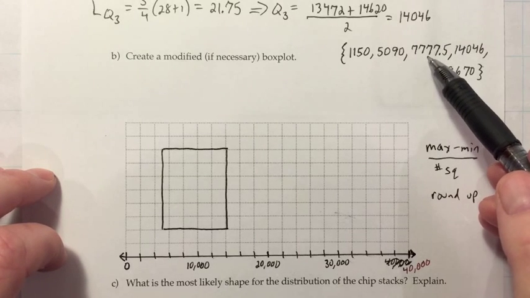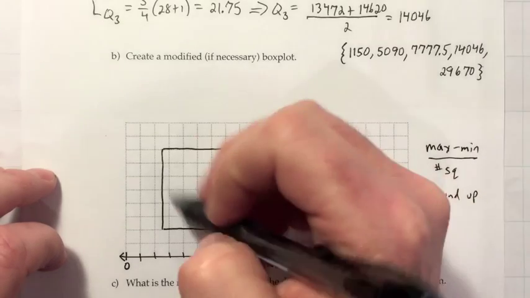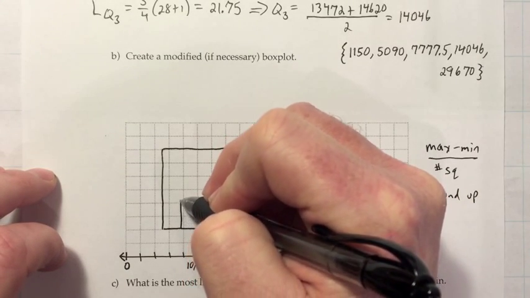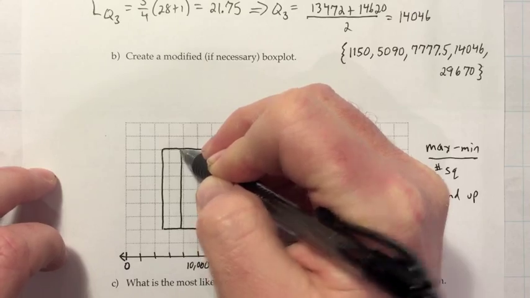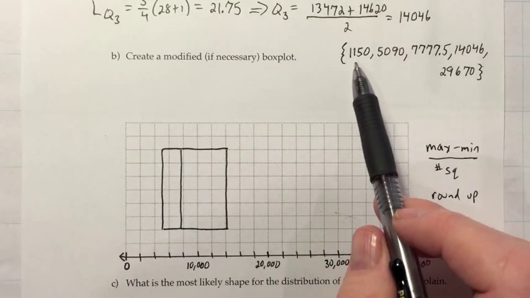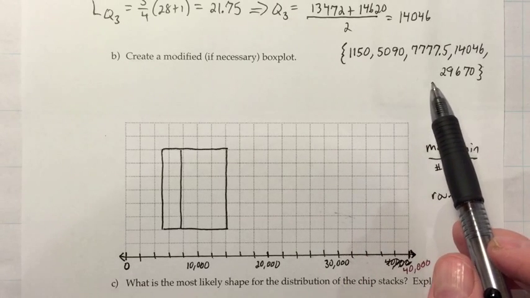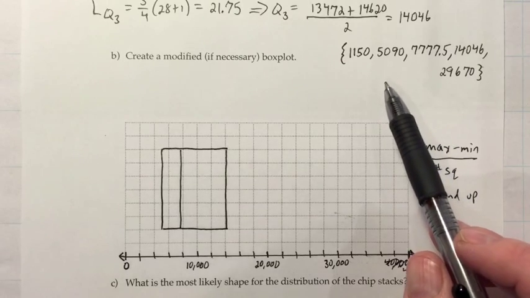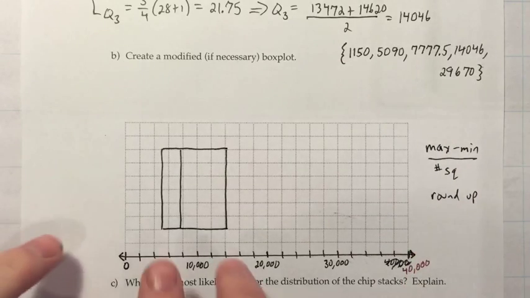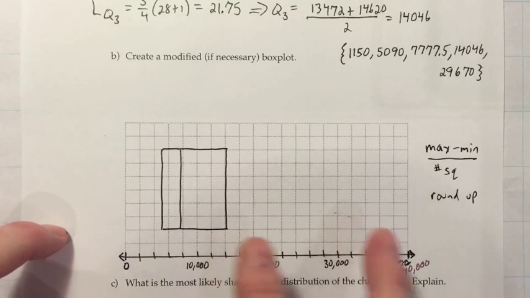And then I want to add the median line at 7,777.5, so just a little short of the 8,000 mark for that one. And there's my box. Now, if this was not a modified box plot, we'd just extend a whisker to 1150 and 29,670 and we'd be done. I just want to remind you that you only get an outlier on a modified box plot if you go a box and a half away or more.